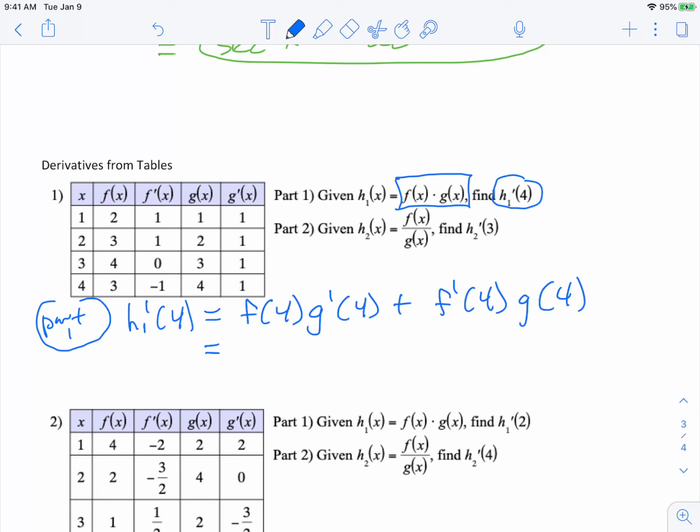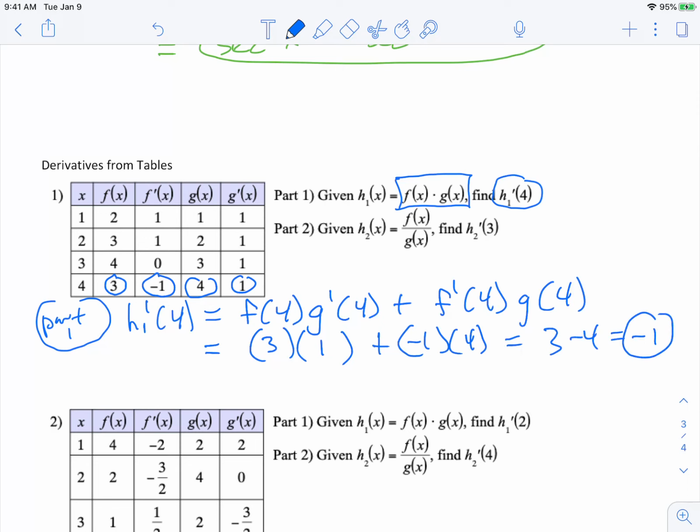And now we know what these are from the table. So if I look at f of 4 is right here, it's just 3. So there'll be 3 times, and now we look at g prime of 4, that'll be 1, plus f prime of 4, f prime is right here, that'll be negative 1, times g of 4, that's just 4. And so if we clean that up, that's 3 minus 4, which is negative 1.